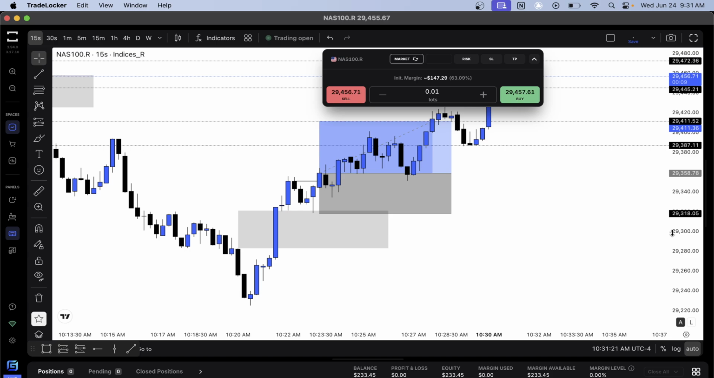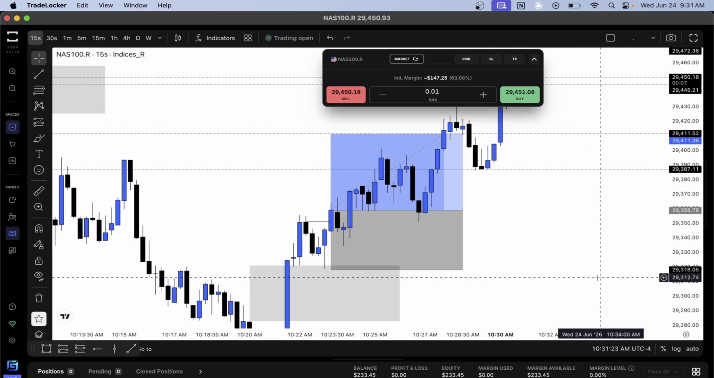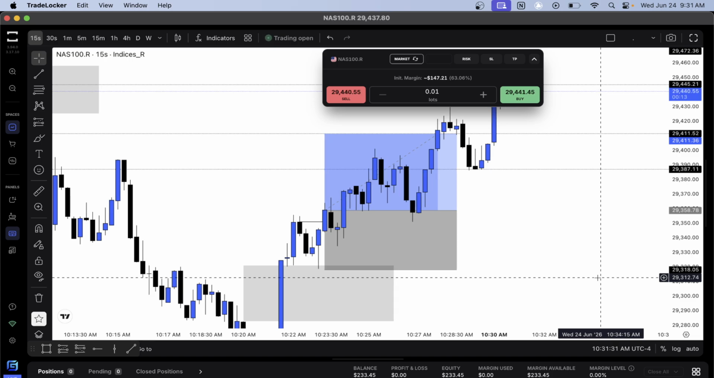Now this trade was terrible because my execution was terrible. I should say this was a decent trade, but my execution was terrible because I got filled very badly, and the risk on this position was too much. I had to cover some of the risk.